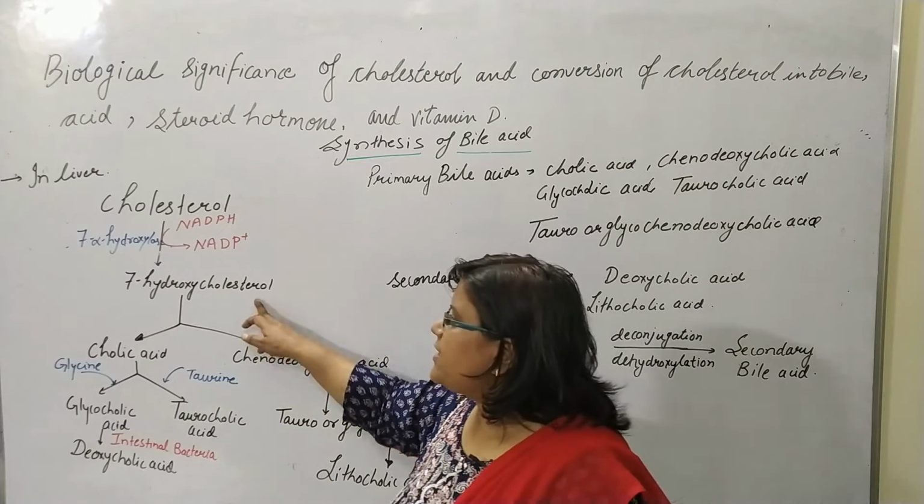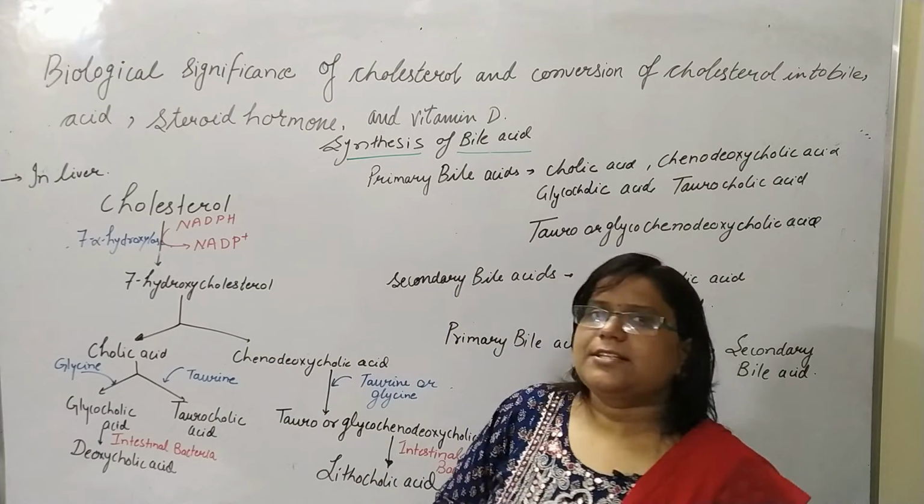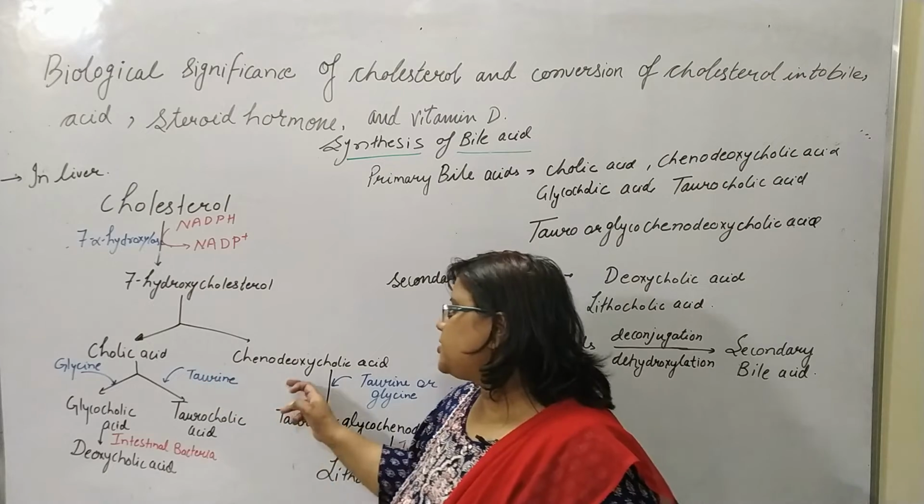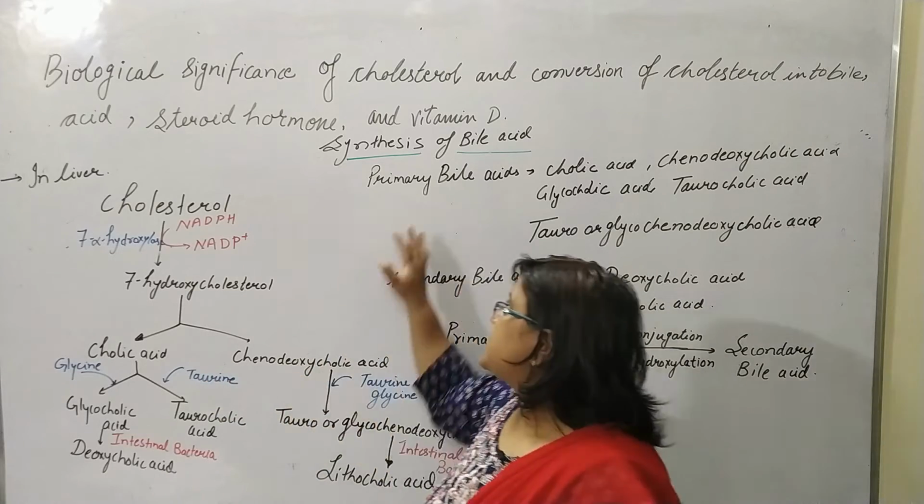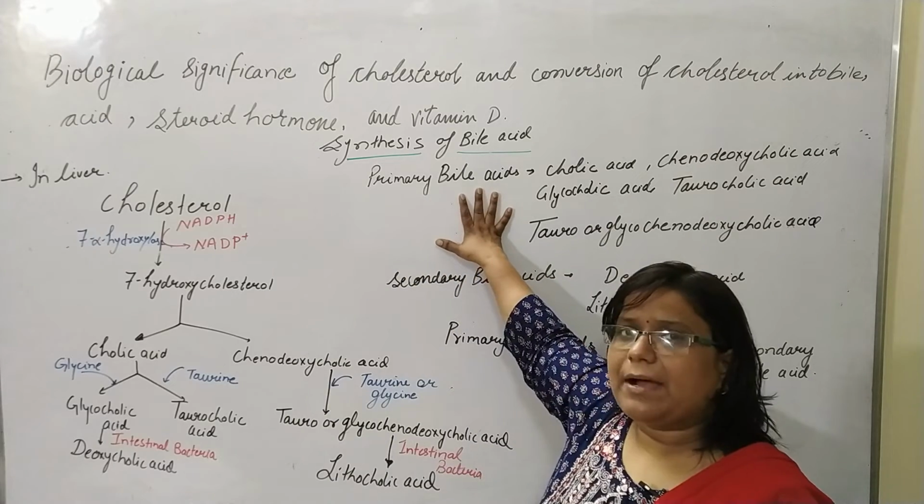Okay, so 7-hydroxycholesterol is converted into cholic acid and chenodeoxycholic acid. The cholic acid and the chenodeoxycholic acid are examples of primary bile acids.